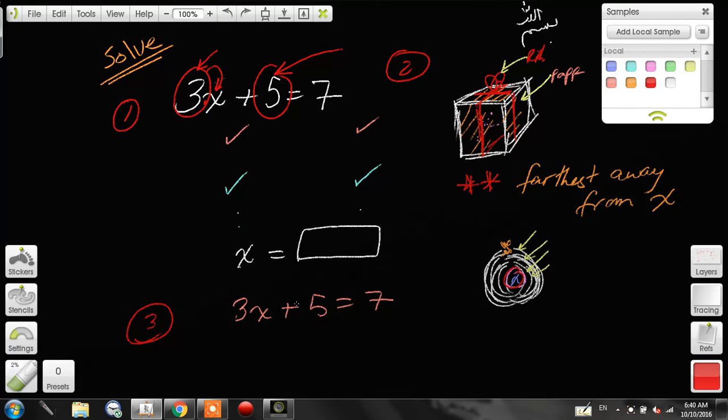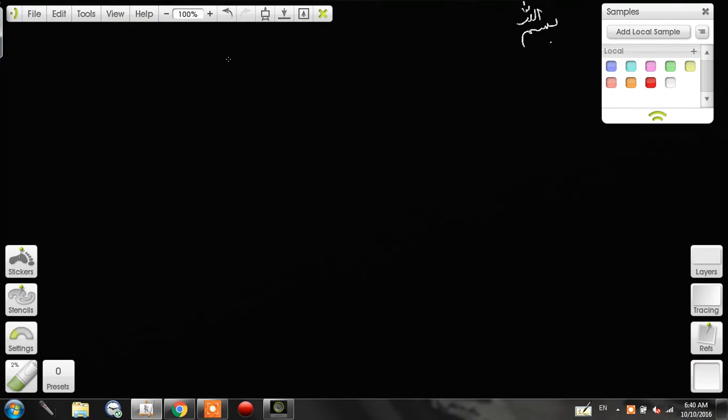So you do the opposite operation. In other words, if 5 is added to this side, you want to subtract 5 from both sides like this. Okay, let me say this again. Let me write this. So 3x plus 5 equals 7, right? So you want to get rid of the 5. It's added to this side, so you want to subtract 5 from both sides like this.